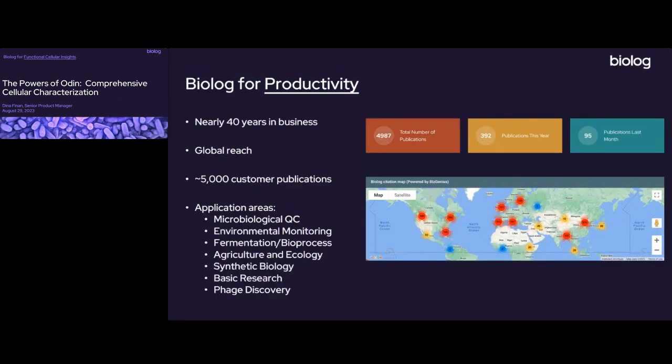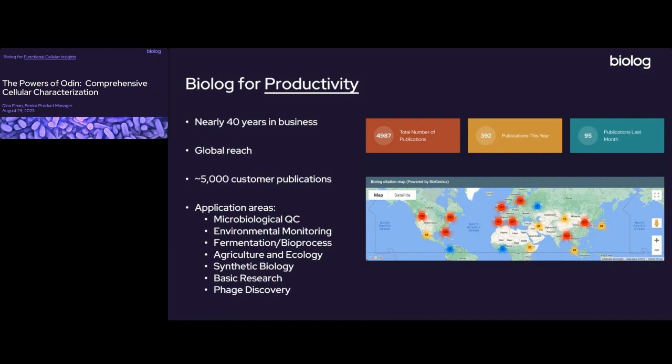So Biolog and our core technology has been around for a pretty long time, nearly 40 years. We have instruments installed and being used all around the world on 6 continents, with about 5,000 different publications from researchers citing the use of our kits and our products for a lot of different interesting applications. And our technology all really focuses on understanding the metabolism of cells, and then using that understanding to characterize cells' phenotypes. So, what different stuff cells are able to eat or survive on, and how that affects their behavior.